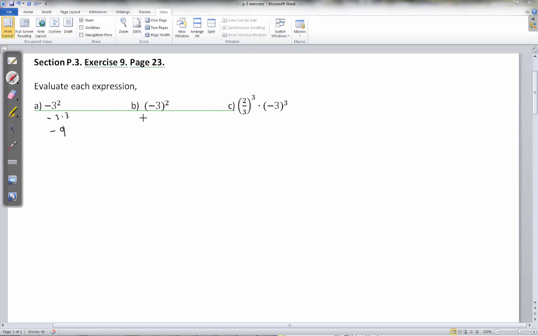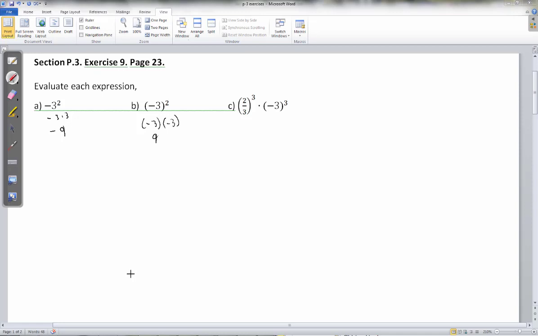This one, you've got to be careful, because the negative is inside the parentheses, so it is going to get evaluated with the square. So you'll get negative 3 times negative 3, and you'll get positive 9.